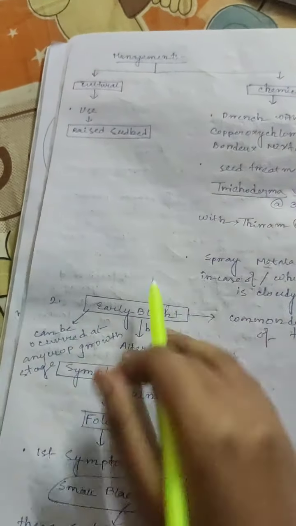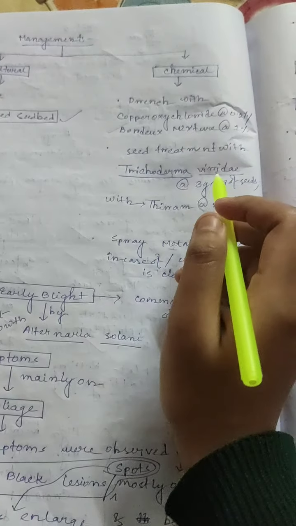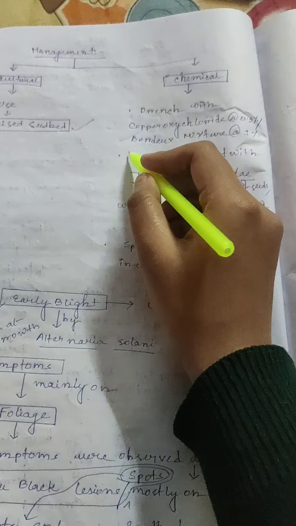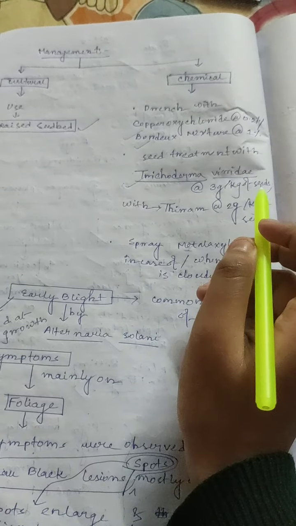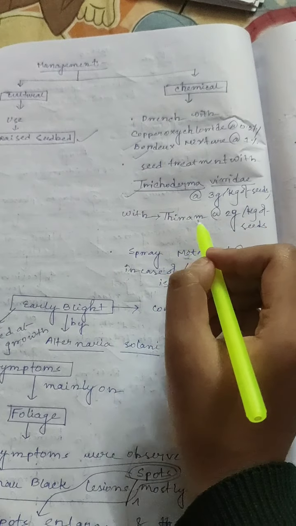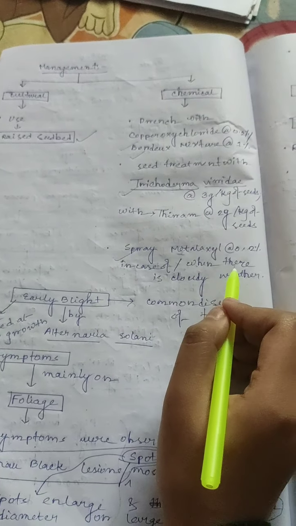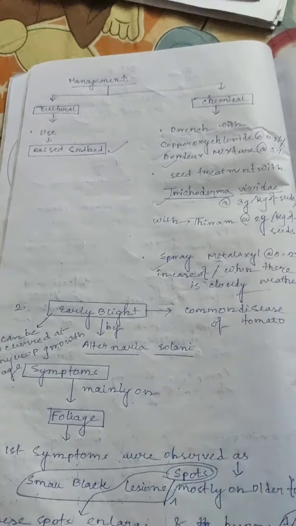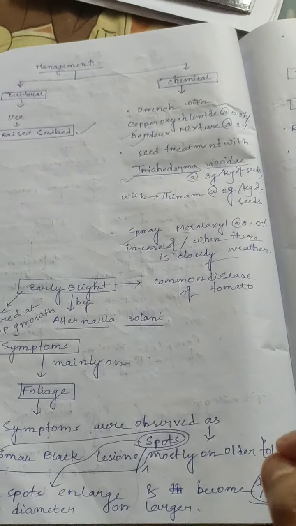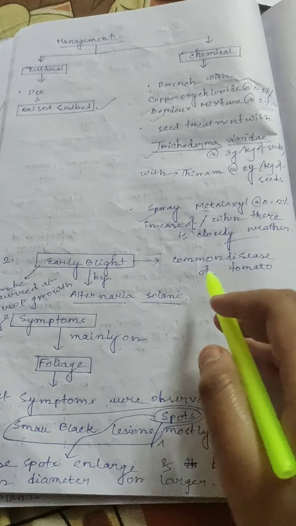Management: cultural, use a raised seedbed. Chemical drench with copper oxychloride at the rate 0.2% or Bordeaux mixture at the rate 1%. Seed treatment with Trichoderma viride at the rate 3 gram per kg of seeds or with Thiram at the rate 2 gram per kg of seeds. Spray metalaxyl at the rate 0.2% when there is cloudy weather. So in case of cloudy weather, which type of fungicide do you have to use? Metalaxyl.